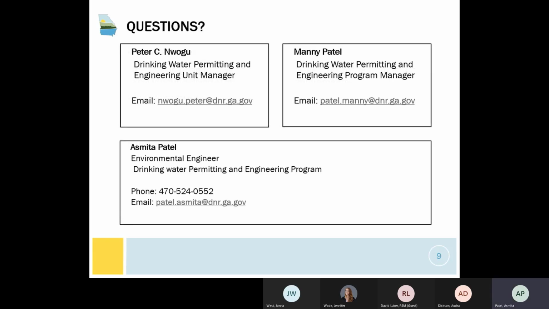And here is the contact information. You need to submit all the project descriptions to Peter Vogel, the Drinking Water Permitting and Engineering Unit Manager. Manny Patel, you can contact him. He is the Drinking Water Permitting and Engineering Program Manager.